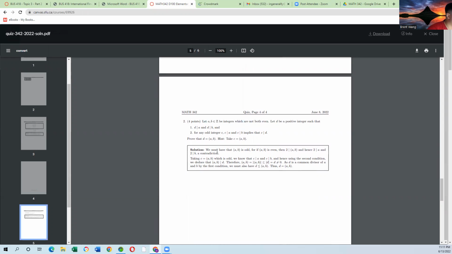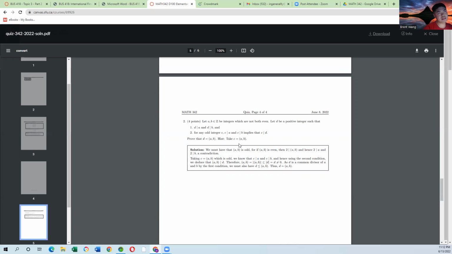that proof-based question. So apparently we must have that A and B is odd, for if A and B is even, then 2 divides. Oh, so that's why the GCD of A and B has to be odd, because if it was even, then 2 would divide the GCD of A and B, and hence 2 would divide A and 2 would divide B, being a contradiction.